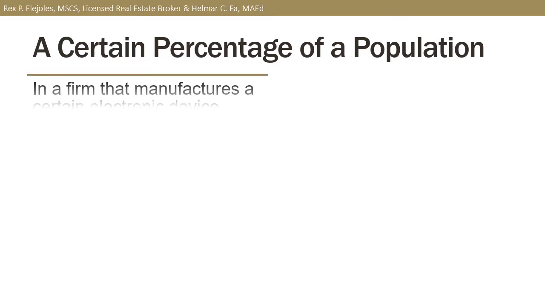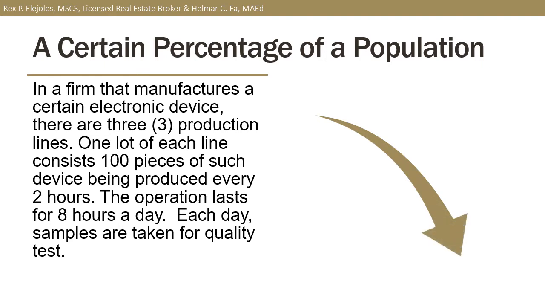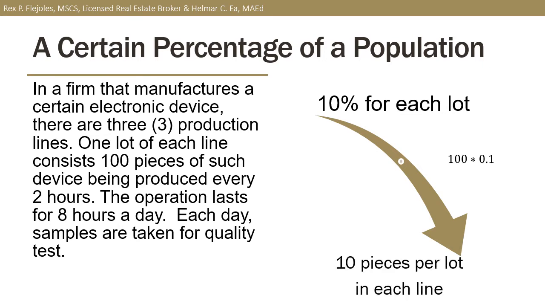Example: in a firm that manufactures a certain electronic device, there are 3 production lines. One lot of each line consists of 100 pieces of such device being produced every 2 hours. The operation lasts for 8 hours a day. Each day, samples are taken for quality test. What is the sample size for each lot if 10% of the products are tested? Sample size is equal to 100 times 0.1, which is equal to 10. 10 pieces per lot for each line.